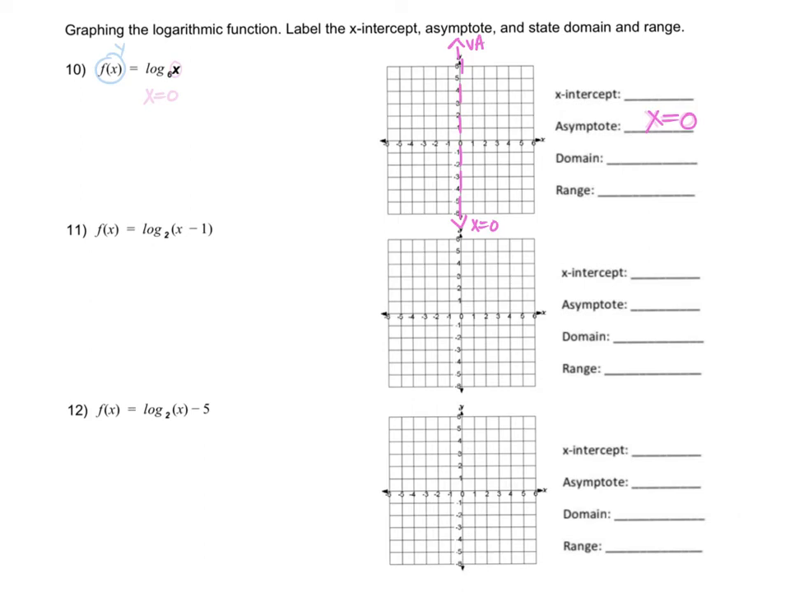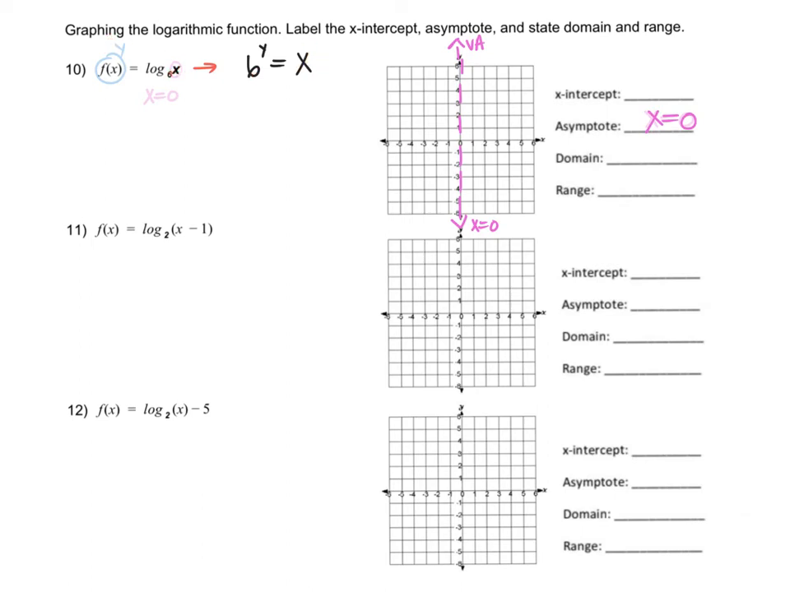And now I'm going to try to graph my log. But here's the thing. I need to switch it to an exponential. So my base here is a 6, right? My exponent here is a y. And then this will give me x. So my base here was a 6. My exponent here was a y. And this is going to give me x.